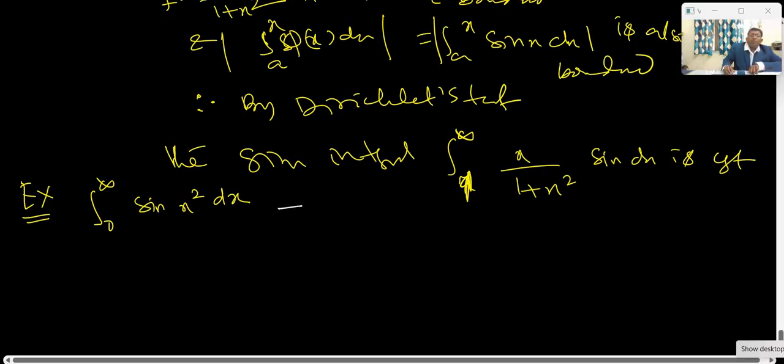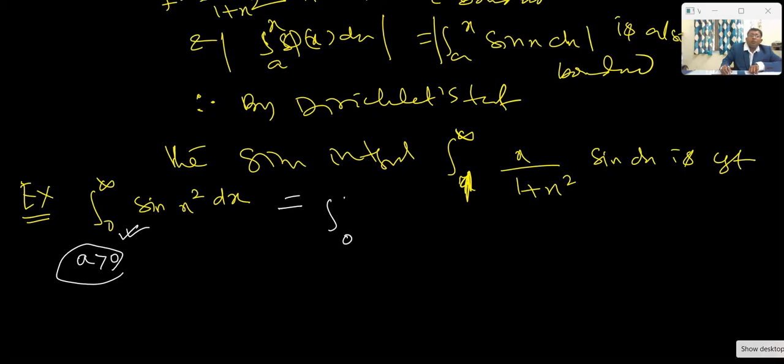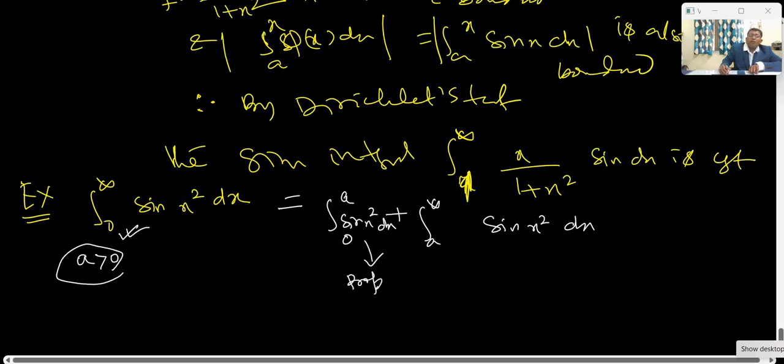Integral 0 to infinity. Basically we need this to be greater than 0, a greater than 0, but since there is a 0 here, we split it in this way: from 0 to some a, plus some a to infinity, of sin x square dx. Now it is a proper integral, and it will give you a finite value, right?